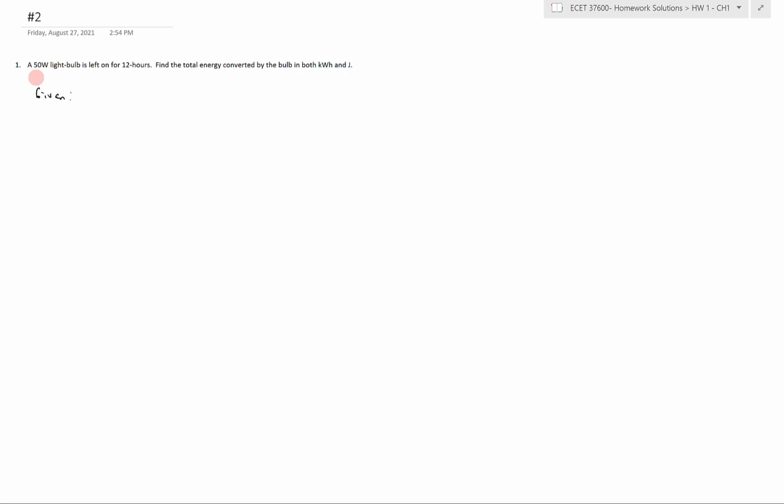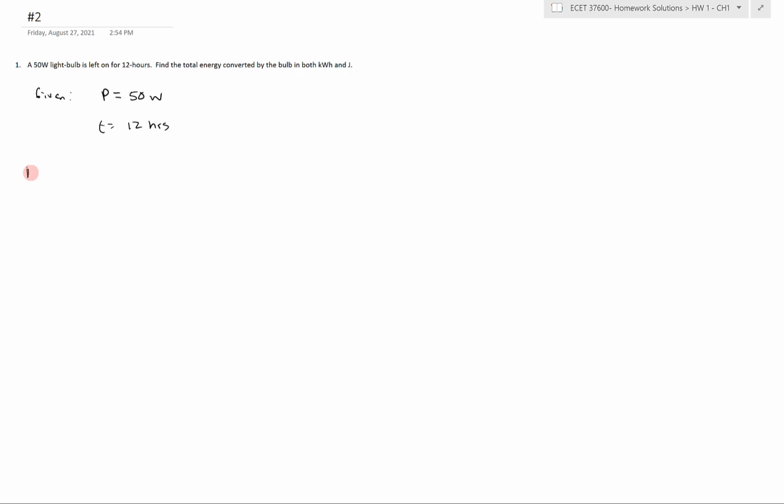We were told that it's a 50-watt light bulb. You should recognize that watts is a unit of power, and in electrical engineering the symbol for power is capital P, so we'll write P = 50 watts. We were then told it was on for 12 hours, so T equals 12 hours. So those are the two givens. We're going to have to use a conversion calculation here. I showed those in the last video. We'll get to those in a little bit.